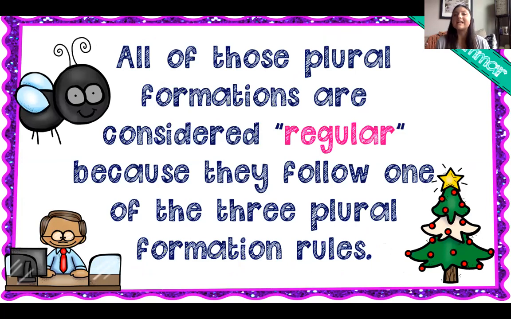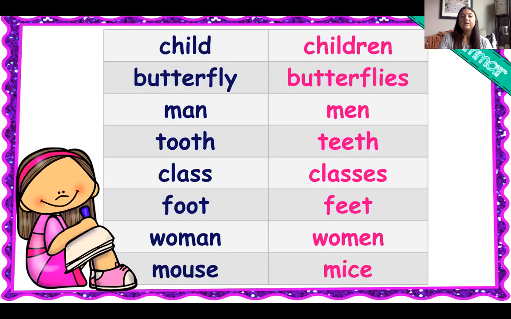Now we've also learned that there are some nouns, when I change them from singular to plural, they don't follow the rules. They don't behave, they don't get their dojo points, they're doing their own thing. Okay, let's find out a little bit about these. Things like child becomes children. Butterfly, butterflies. Man, men. Tooth, teeth. Class, classes. Foot, feet. Woman, women. Mouse, mice. Okay, so some of these follow our rules, some of them don't.